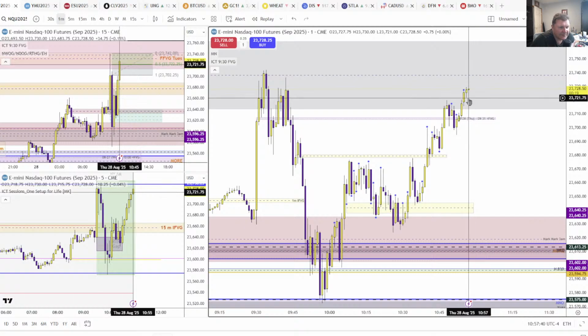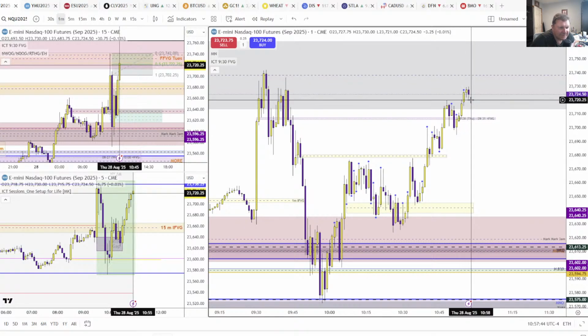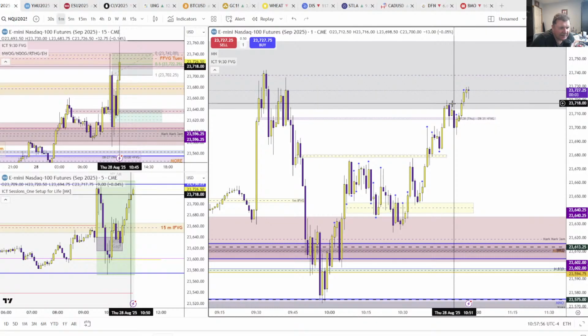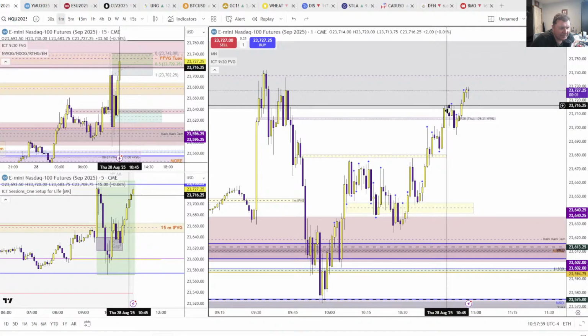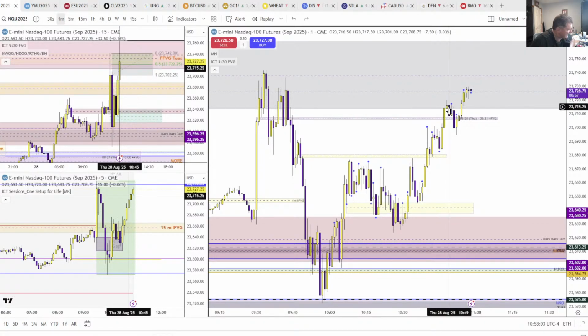Look at that, right into the consequent encroachment of that BISI. Are you going to fill it and tap this guy or what? Right there. Come back and give it a little tippy tappy. I'm looking at that halfway through the wick. The whole thing says 1, 2, 3, 4 levels on that one candle.